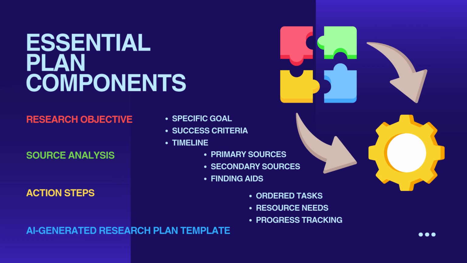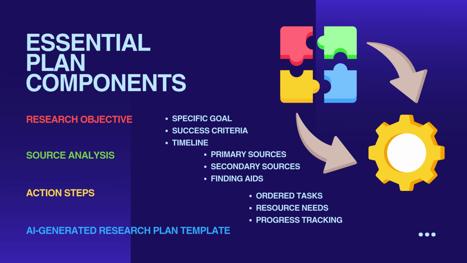Your essential plan has 4 major components. First, the research objective. You'll need a specific goal. What is it that you are trying to find out? You'll need to also understand what success criteria will look like. Will you know when you have reached your goal? And in that objective, you'll need to provide a timeline. Be careful with how much you plan to do in periods of time.